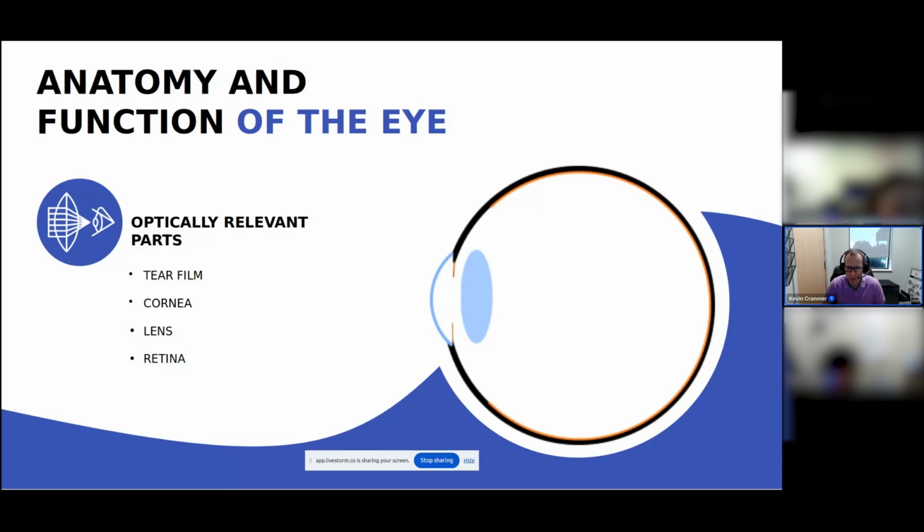But the tear film really does make a difference, and people with poor tear film will experience variable vision and blurred vision and glare and things like that.